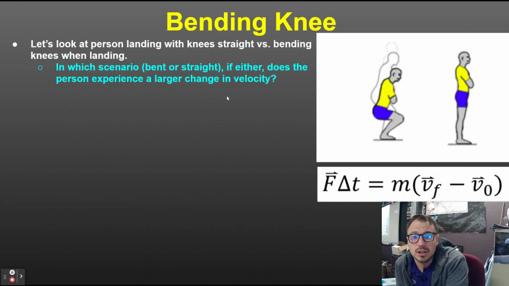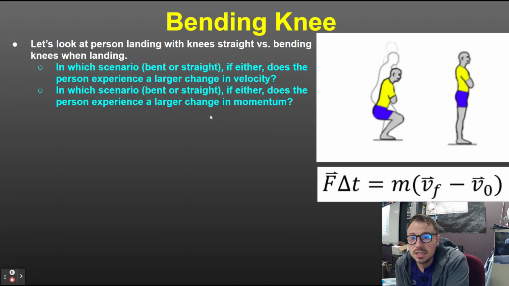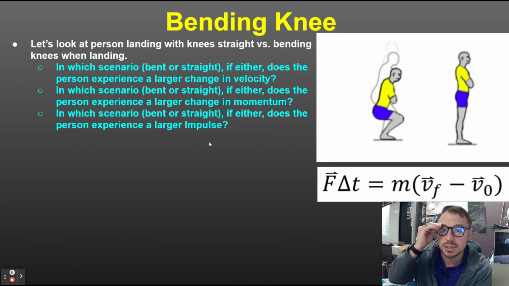So in which of these scenarios does that person experience a larger change of velocity? It's going to be the same change in velocity because in both scenarios, whether you bend your knees or you keep your legs straight, you're coming to rest. So in which of these does the person experience a larger change in momentum? Well, if it's the same person, it's the same mass coming to rest, same change in velocity, it's going to be the same. Either way, you're bringing the same person to rest. So it's going to be the same change in momentum.